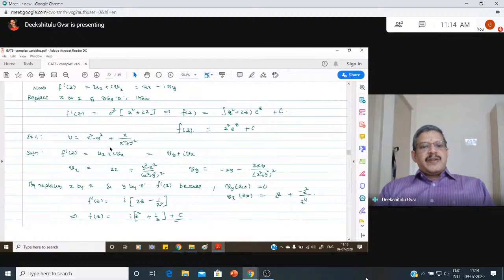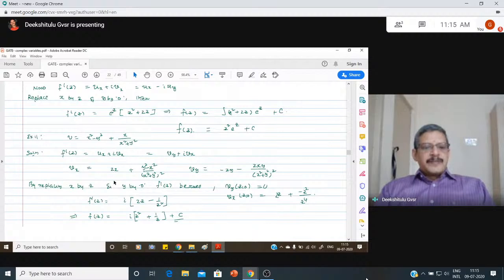Now v is equal to x square minus y square plus x by x square plus y square. Find the analytic function. Now v is given to you. F dash z is equal to ux plus ivx. So ux is vy. So f dash z in terms of v is dou v by dou y plus i into dou v by dou x. Consider dou v by dou y and dou v by dou x from this: 2x plus x square y square whole square into y square minus x square. Vy is so on and so forth.